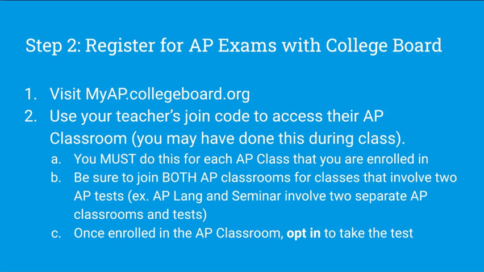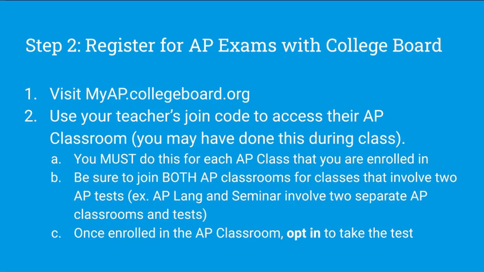Once you do that, you are now ready to register for your AP exams with the College Board. All students need to visit myap.collegeboard.org and use the join codes to join each AP classroom for each AP class you are taking. Be sure to join both AP classrooms for classes that involve two tests, like AP Lang and AP Seminar. When you've successfully joined the AP classrooms, be sure to opt in to take the AP test.